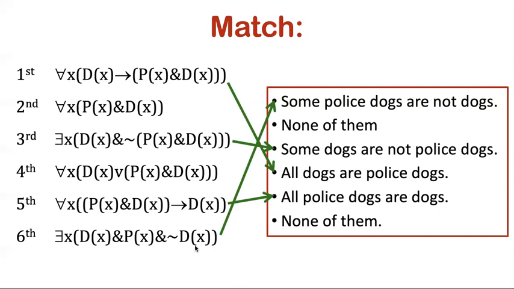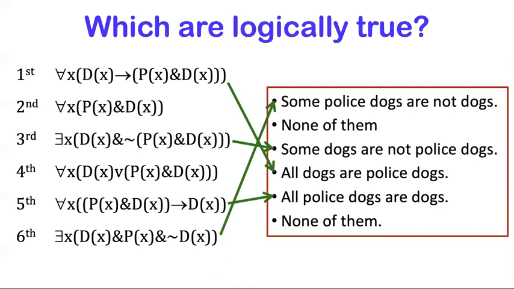Now that you have a way of making sense of these in English, hopefully it'll be easier to read them in FOL. So once we see their English counterparts, now can you perform the job of interpreting them and figuring out which one is logically true or not? So which of these, now that you can understand all of them, which of them are logically true? That's your question.